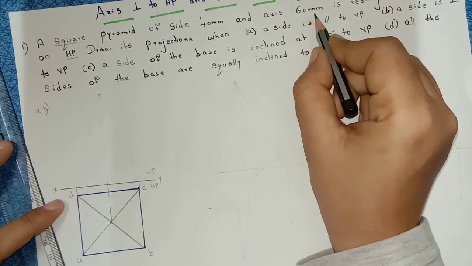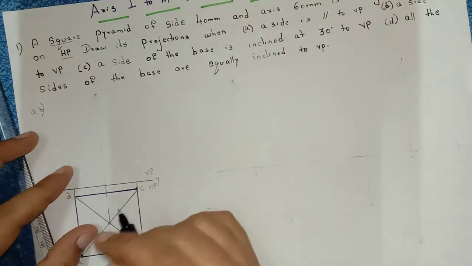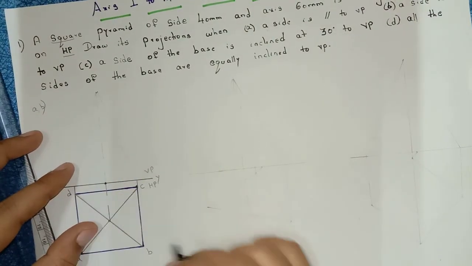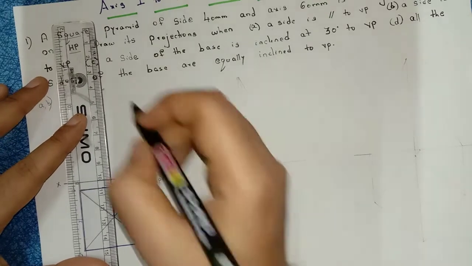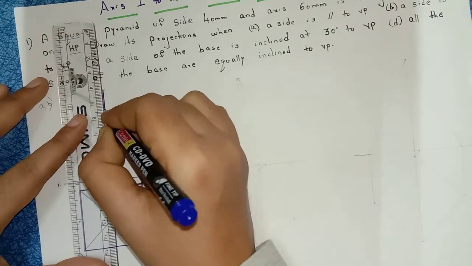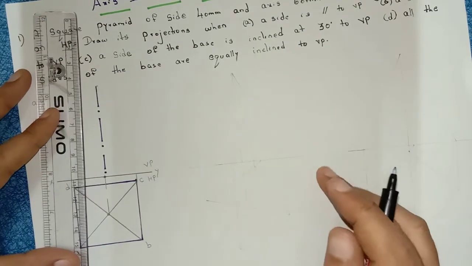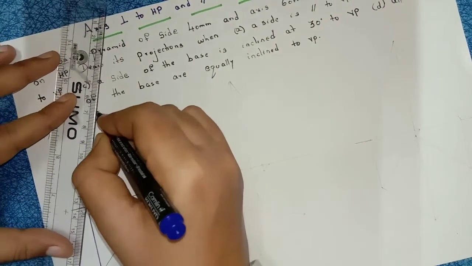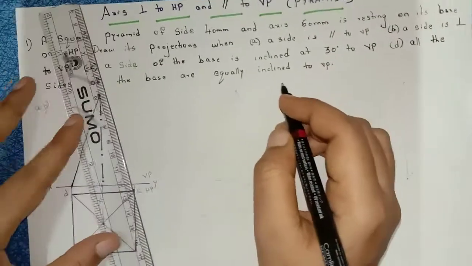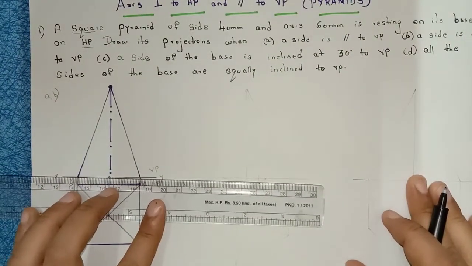Now, what is the axis height? 60 mm. Now from this point, take 60 mm height. Draw the axis line in dash dot dash dot style. Then from this point join till this point, and from this point join here. And join this base.